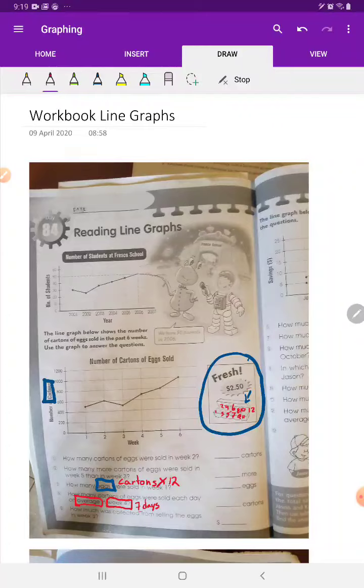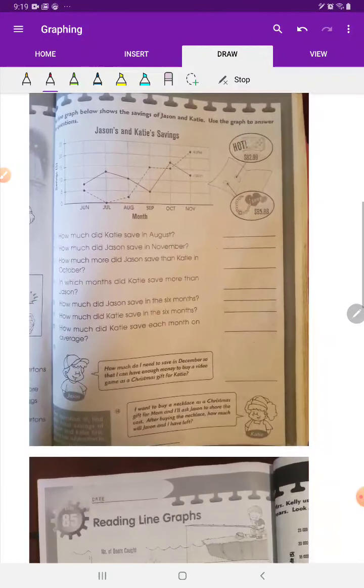How much was collected from selling the eggs in week 3? All right. So again, we need the number of cartons times the price of eggs. This one here, a little bit simpler. You just have to compare numbers, pay attention. The dotted line is Katie and the solid line is Jason. Don't get them confused, all right?